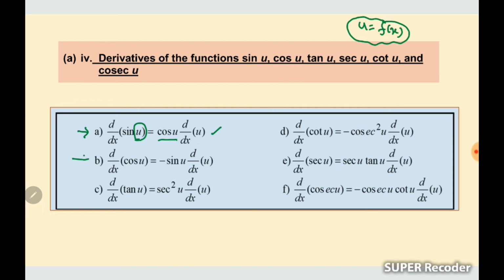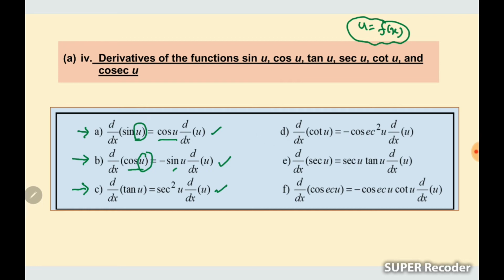Take a look at B. d dx of cos u. Differentiate cos u, the answer is negative sine u. But we haven't finished yet. You have to differentiate u, so d dx u, or you can write as u prime. C. Differentiate tangent x, the answer is secant squared. Differentiate tangent u, the answer is secant squared u. Then differentiate u.